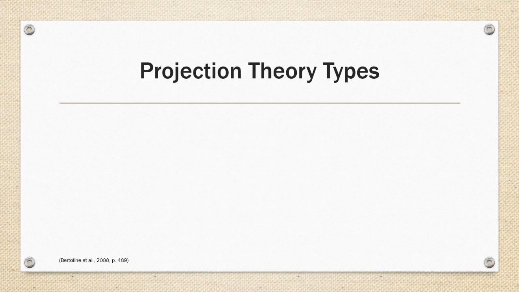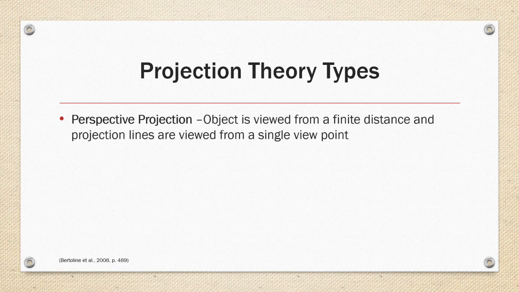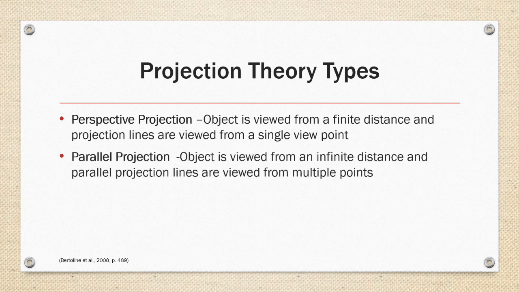Technical drawing is primarily grounded in two major projection theory types. The first type is perspective projection, where the object is viewed from a finite distance and LOS projection lines radiate from a single point. And the second type is parallel projection, where an object is viewed from an infinite distance and LOS projection lines are viewed from multiple points such that the lines are normal or perpendicular to the plane of projection.